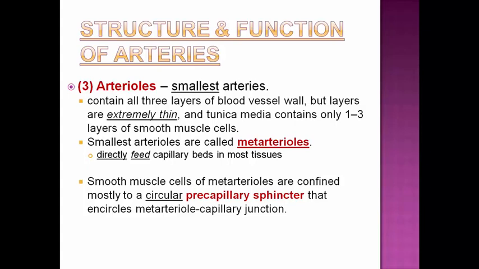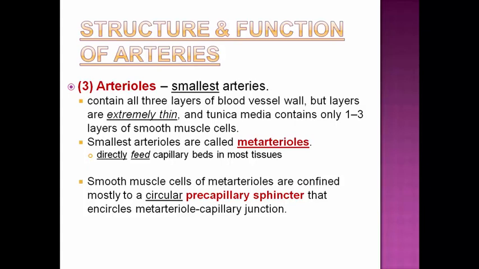The smallest of the arteries are known as arterioles. These contain all three layers of the blood vessel, the tunica interna, the tunica media, and the tunica externa, but they're extremely thin. Notice there's only 1 to 3 layers of smooth muscle in that middle layer, and then the arterioles will branch off close to the capillary bed and directly feed into the capillary bed using a structure known as a metarteriole. So a metarteriole brings the oxygenated blood into the capillary itself.